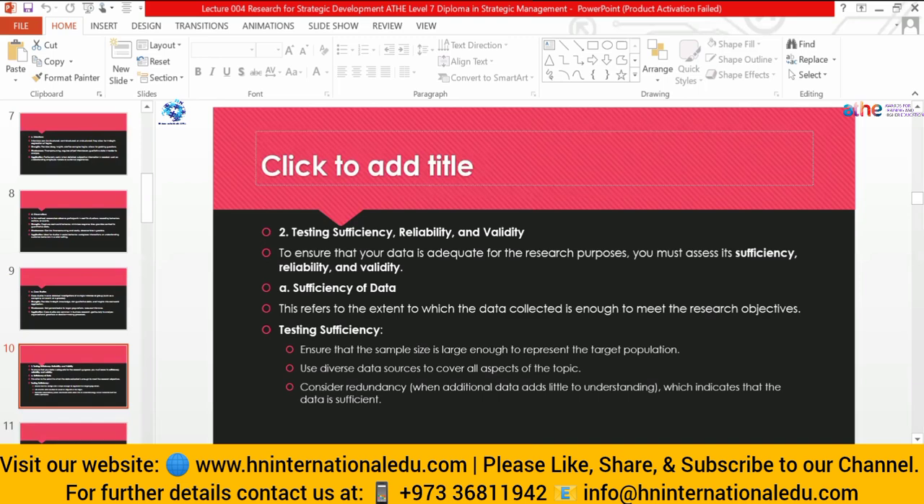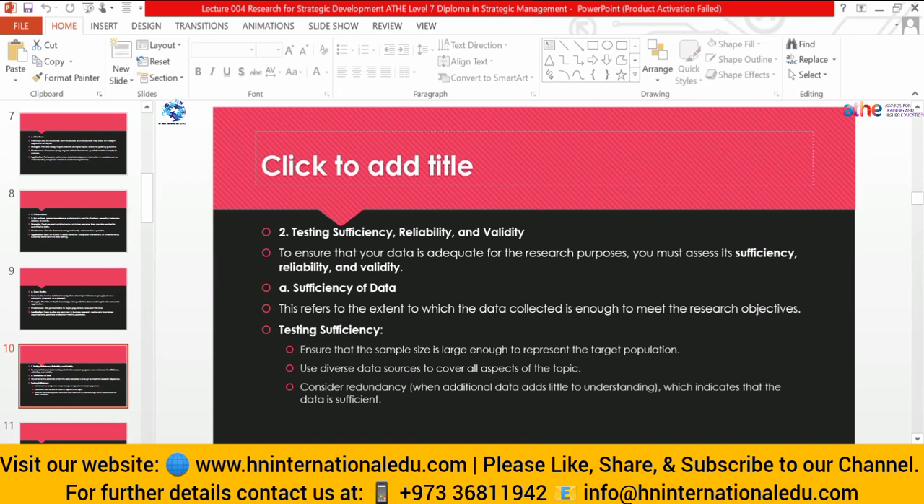You need to do thorough research, whether you have enough past papers, base papers, and articles to actually source your work. The first point for testing sufficiency, reliability, and validity is sufficiency of data. This refers to the extent to which the data collected is enough to meet the research objectives, the questions which we made in the LO1. Testing sufficiency.